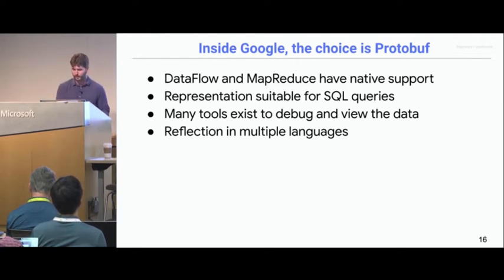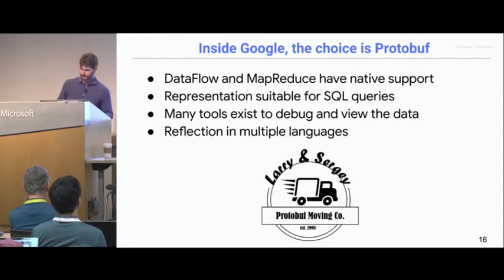A lot of internal tooling just works naturally with it. A lot of the SQL queries, we don't even need to go through BigQuery because we can query them directly. We can debug, view data, reflection in multiple languages, etc. So much so that the running joke in Google is that the basic job of a software engineer at Google is to move protos from one place to another, and all of Google is just one giant proto moving company.